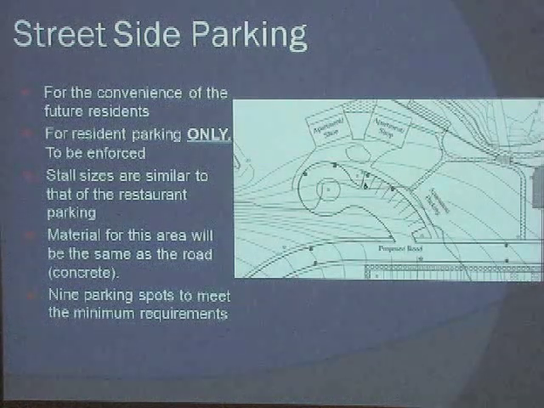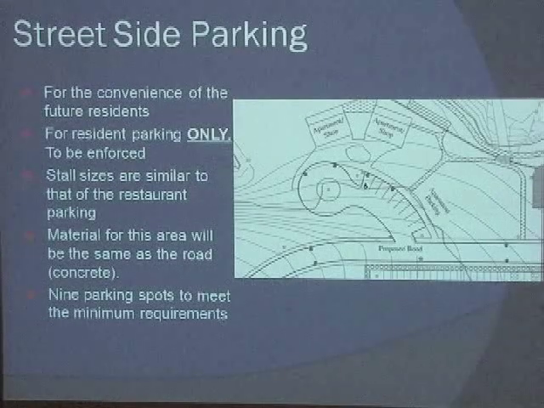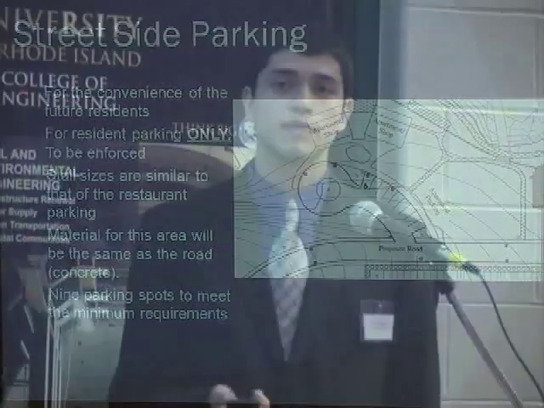Next, we have the street side parking. The street side parking is for the use of the residents of the condos. We will be enforcing the parking only for the residents, and we will have signs placed. The side stalls are similar to that of the restaurant parking, but slightly bigger for the convenience of the residents. The material for this lot will be the same as the road, which is concrete, as stated before. And this area will have 9 stalls and 1 handicap stall to meet the minimum requirement.